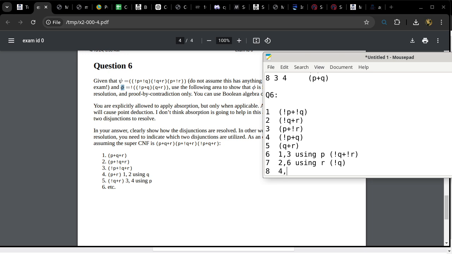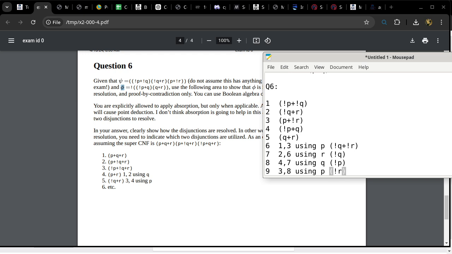4 and 7, using Q. 4 and 7, that will single out the not P. So having not P by itself gives me the option of singling out the not R. So we can use 3 and 8 using P. That will single out the not R.